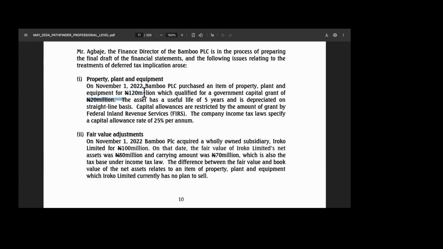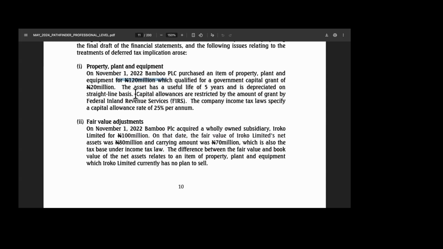So my depreciation will just be 120 divided by 5 years. Whatever I get, I do 120 minus that depreciation to get my carrying amount. My tax base, since the examiner told me that capital allowances are restricted by the amount of grant by IFRS.